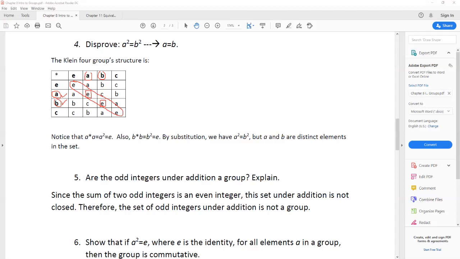Number 5, are the odd integers under addition a group? Explain. Well, since the sum of two odd integers is an even integer, this set under addition is not closed. Therefore, the set of odd integers under addition is not a group. In order to have closure, you would have to add two odd integers together, and the result would be another odd integer.